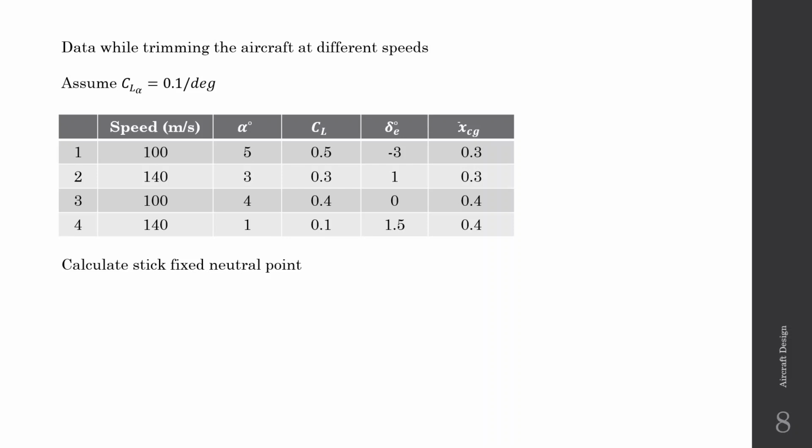Now we'll move on to the next question. This is the next question. So this is a bit complicated question. We have been given some data where the aircraft was trimmed at different speeds. For this question, assume CL alpha is 0.1 per degree. In the data, you can see we have been given speed, alpha, CL, elevator deflection in degrees, and the position of the CG, so this is x bar CG. And we have to calculate x bar NP from this data.